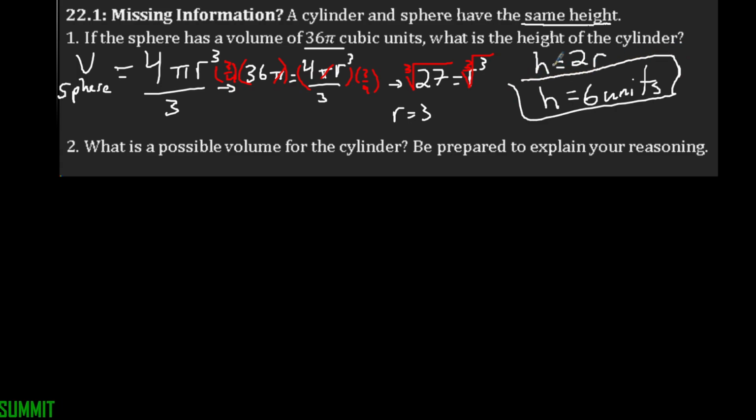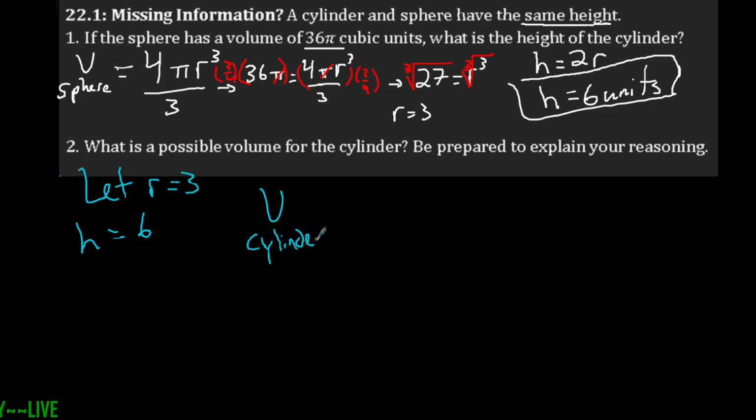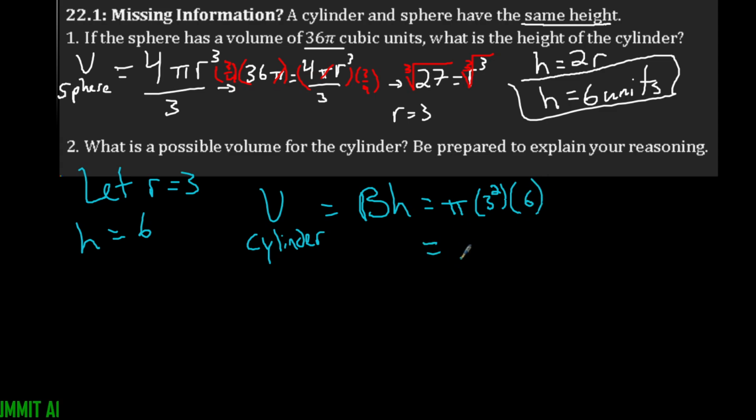Now for the second part, it says what is a possible volume of the cylinder? Well, if we let r equal 3 and h equal 6, the volume of the cylinder is equal to the area of the base times the height, which is pi times the radius, 3 squared, times 6. This is the same as pi times 9 times 6, which is equal to 54 pi units cubed because we're talking about volume.